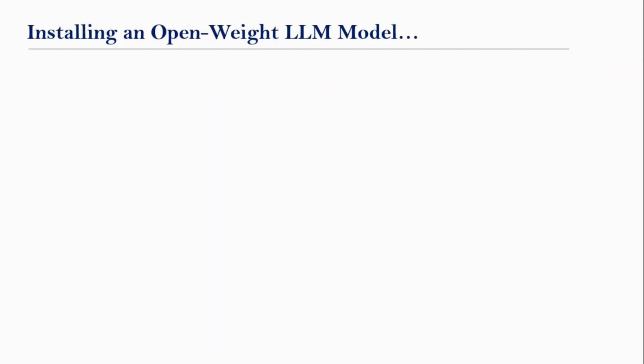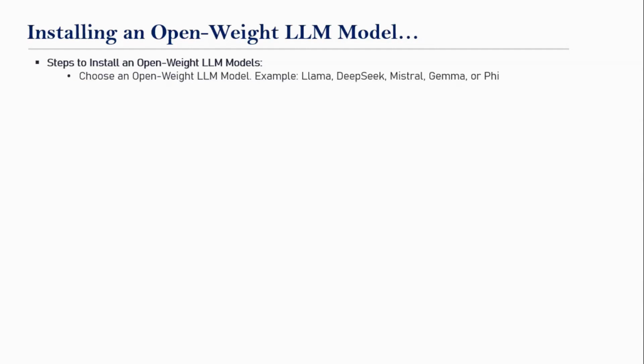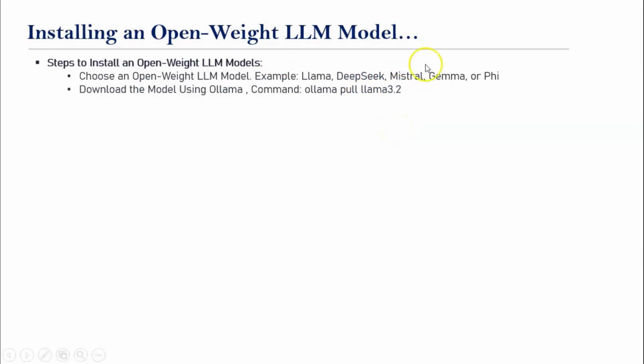Now let me go with the steps to install an open-weight LLM model. First, we have to choose an open-weight LLM model like Llama, DeepSeek, Mistral, Gemma, or Phi, any one open-weight LLM model. Then the next step is we have to download that model using Ollama. For that, the command is simply ollama pull model name. Actually, model name with version. Let me show you where we get all the open-weight LLM models with versions for Ollama.